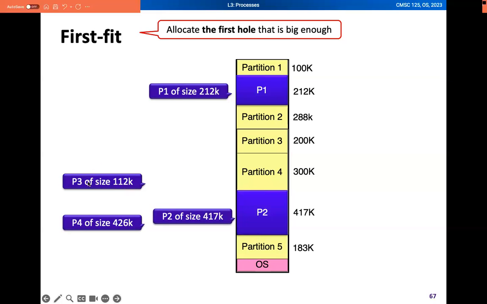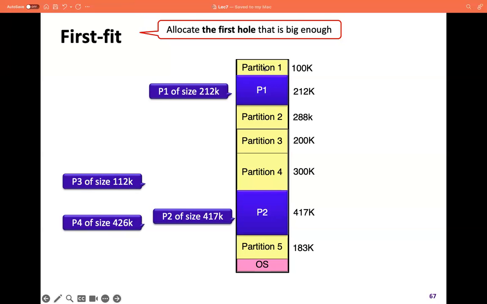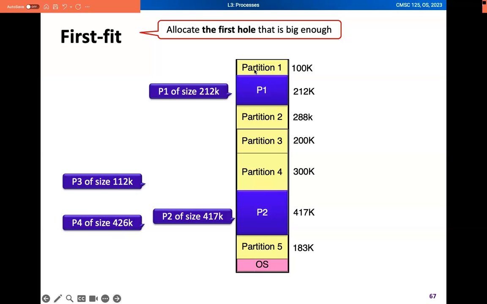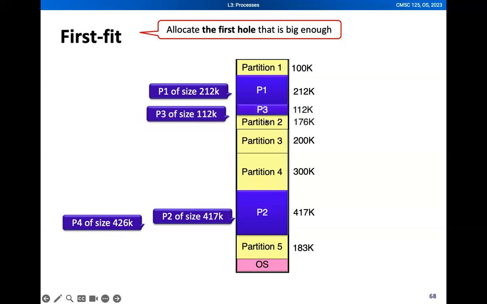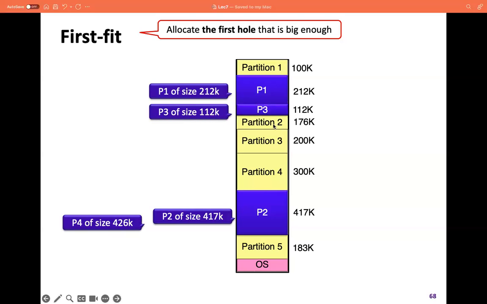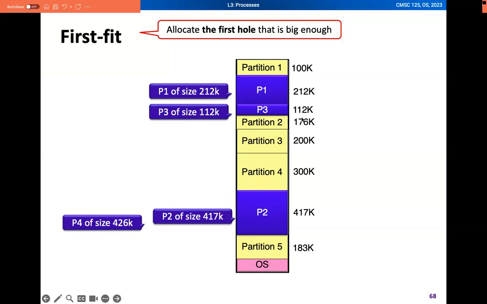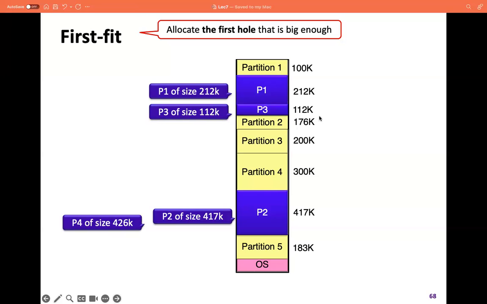Now we have P3 of size 112K. So does it fit in partition 1, which is 100? No. In partition 2? Yes. So we will be assigning it to partition 2. And partition 2 will now have a new size, which is 176K, since the 112K was allocated to P3.